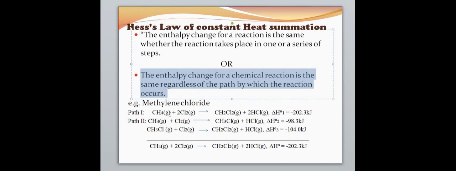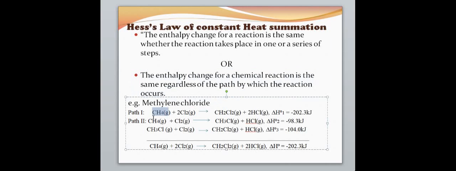You can see over here, I've given an example with methylene chloride. There are two paths for it to form methylene chloride using methane and chlorine gas. So this is one direct path. So what is the enthalpy? Minus 202.3 kilojoules. But if I take another path which goes through different steps, so there are two steps to it.